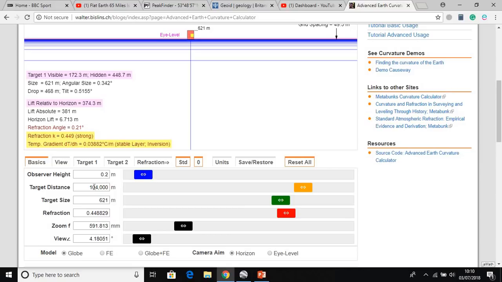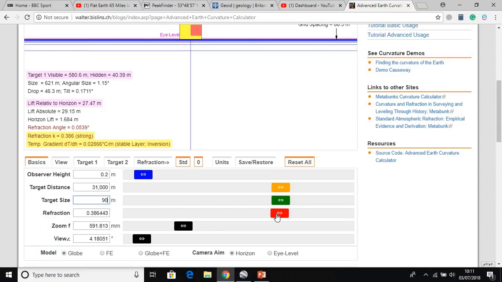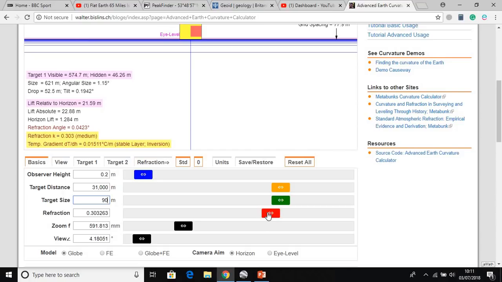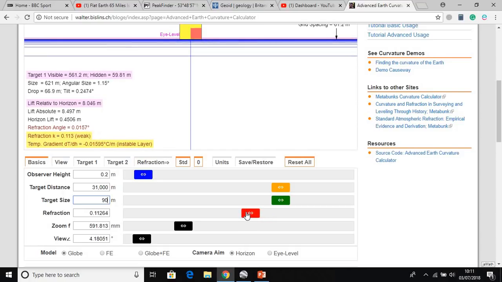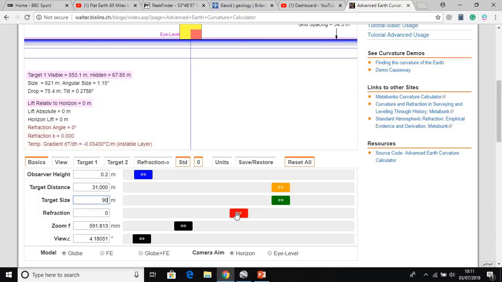Well, we'll keep our observer height the same. We'll change our target distance to 31 kilometers. We'll change our target size to 90 meters, and we'll put our refraction, let's put it at about 0.3, something like that. So that's, well, let's put it at 0 to begin with, and then we can move it back up and see what difference the refraction makes.